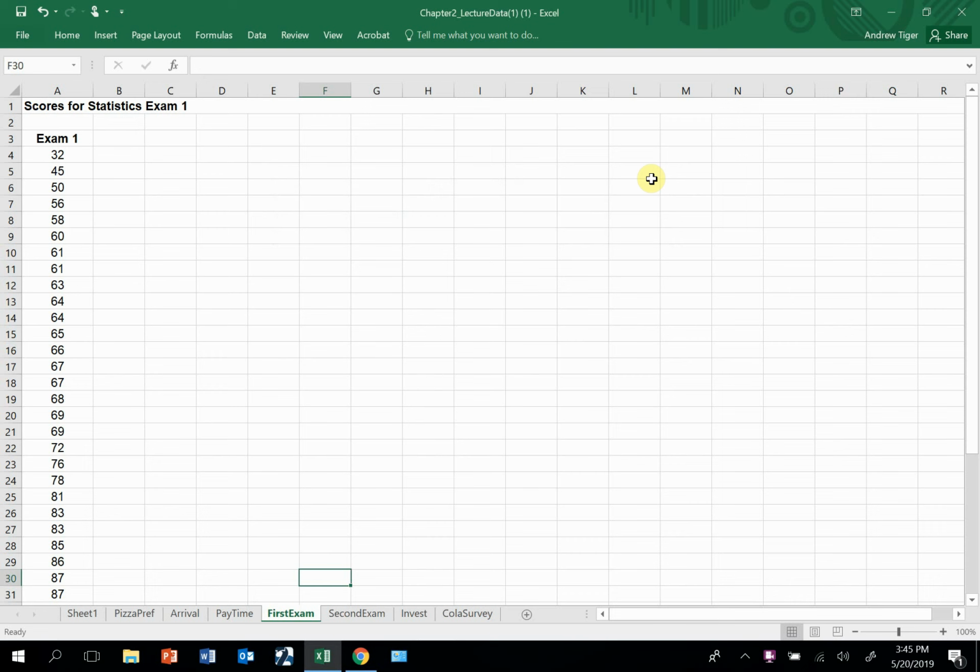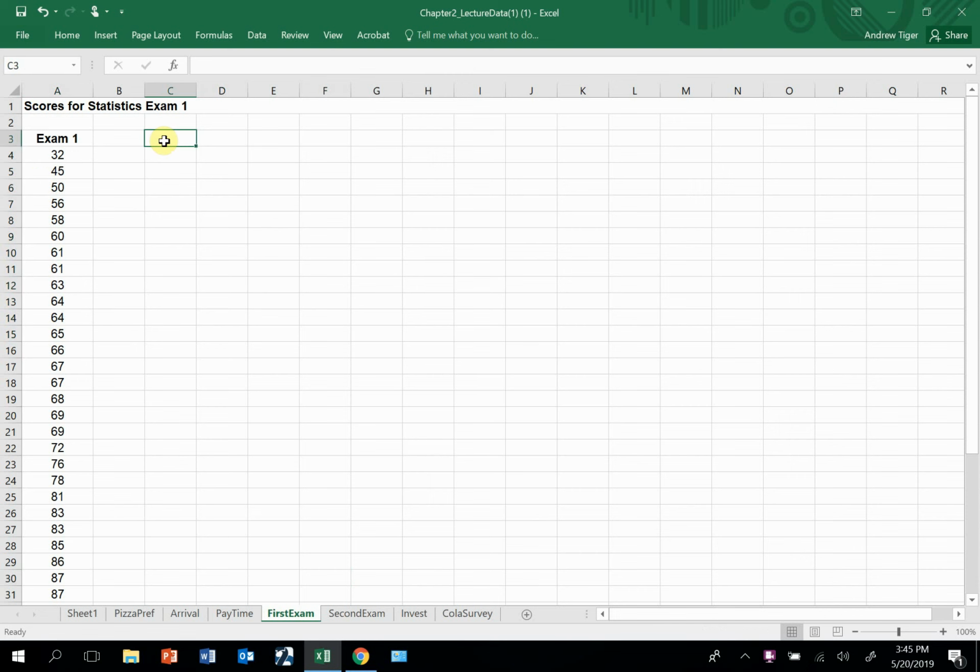Okay, in this video, we look at Chapter 3, how to generate some statistics like the average or the mean, it's called the same thing, the median, the range, the variance, the standard deviation, and some other things. So we're going to use the lecture data file, and we're going to look at worksheet first exam, and these are just some grades on the first exam.